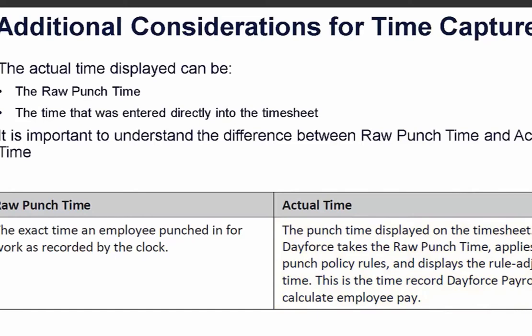The punches entered by an employee serve as a record for when the employee worked, how long they worked for, and what they were doing at work. This information is used to calculate employees' pay. However, the actual time displayed on the timesheet is not always equal to paid time. Additional rules can be configured to classify time as being paid or unpaid. As an example, an employee may punch in 30 minutes early for a shift, but the time that was recorded as being early can be calculated as unpaid time.